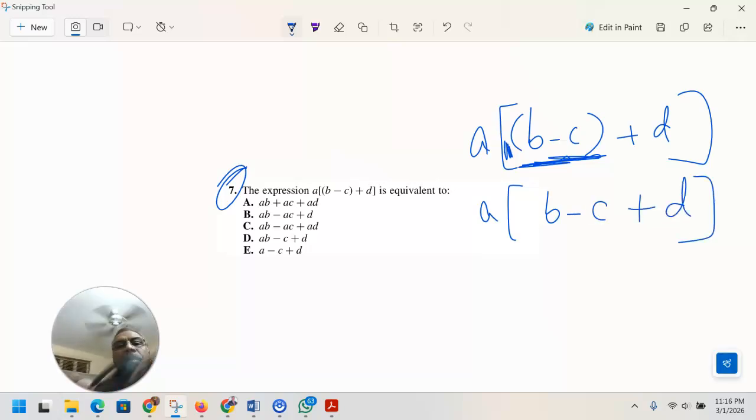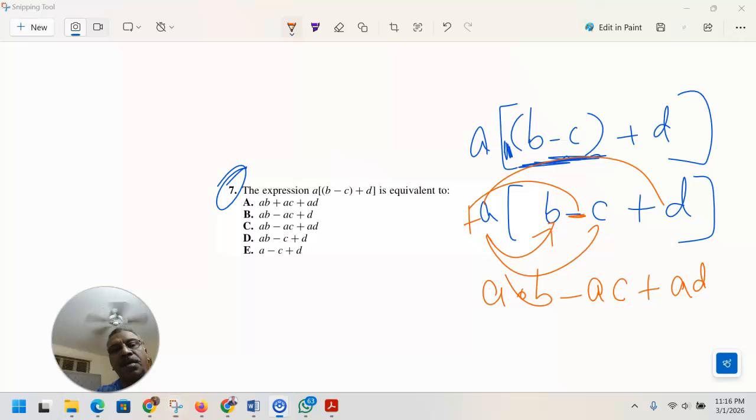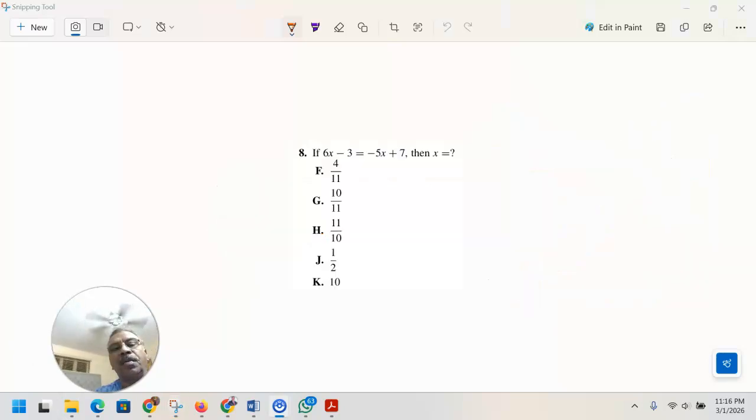Now what you do next is use the distributive property. That means A times B, then A times the minus. This is plus, plus and minus is minus. So AC, and then plus AD. So look up where this works, and you can see, I think this is the answer. Sometimes these questions are easy, which you've been always doing.